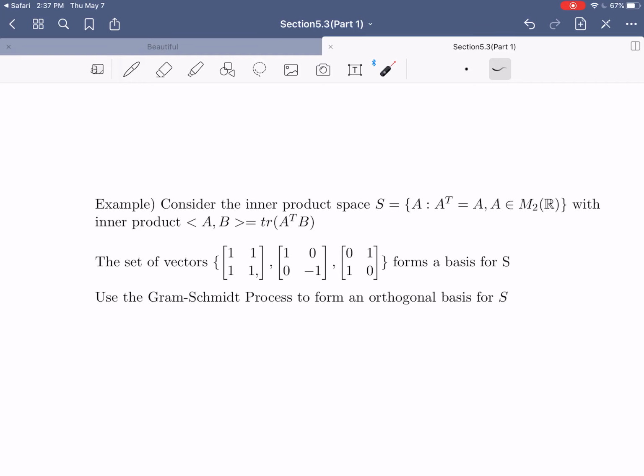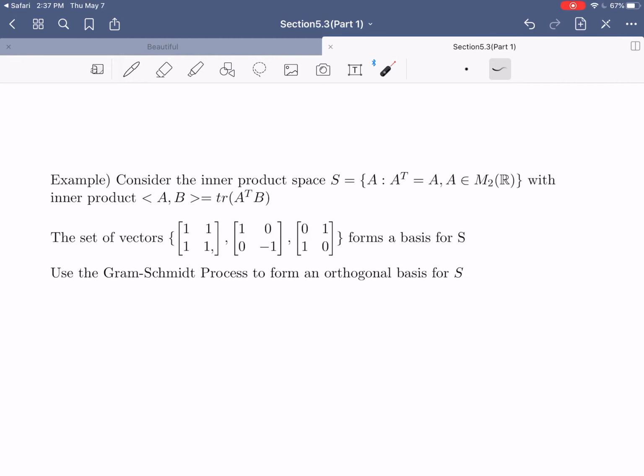basis. We're going to consider the inner product space S being the 2 by 2 symmetric matrices, the matrices whose transpose is equal to themselves. This is actually not a standard vector space. It's a subspace of M2 of R, but by itself it can be thought of as an inner product space with the standard inner product we've been using for matrices, which is the trace of the transpose times the other matrix. We're told that this set of vectors, 1, 1, 1, 1, then 1, 0, 0, minus 1, and 0, 1, 1, 0, forms a basis for S.